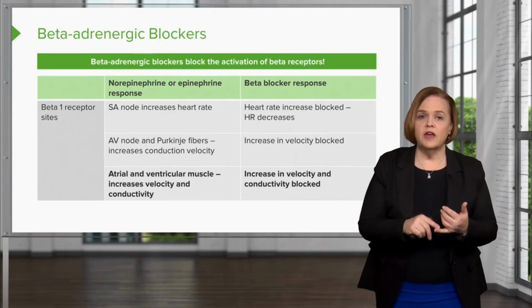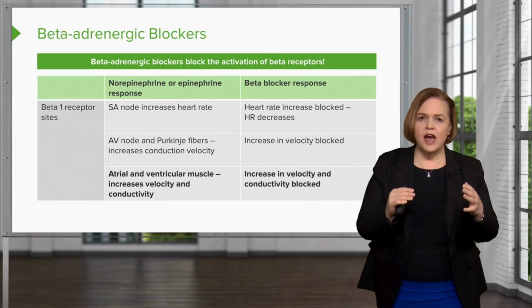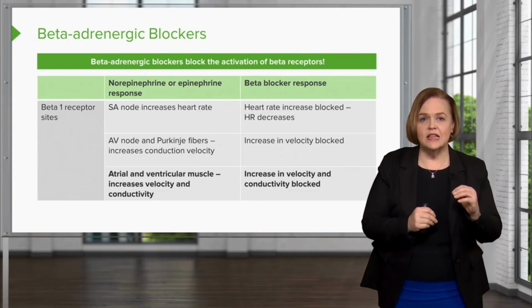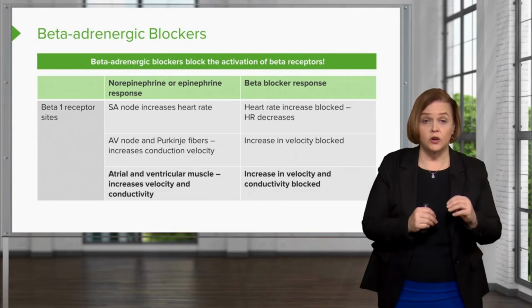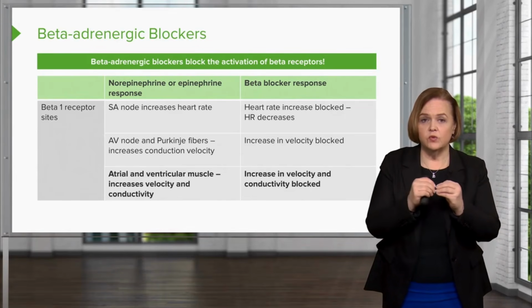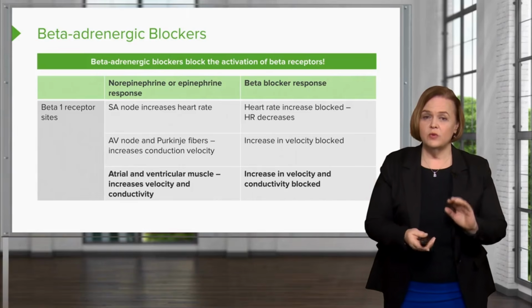If we're treating somebody with hypertension, we really want to go after the beta-1 receptors. We would call that medication a selective beta-adrenergic blocker or a selective blocker. It will just impact the beta-1 receptors. That's usually what we want.